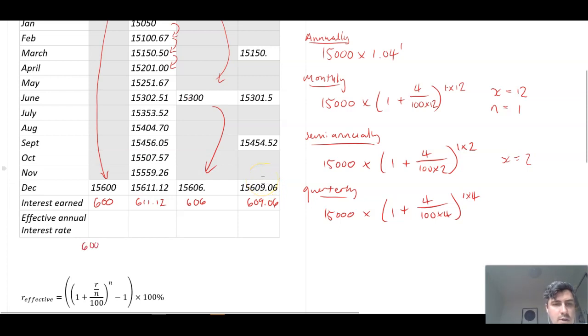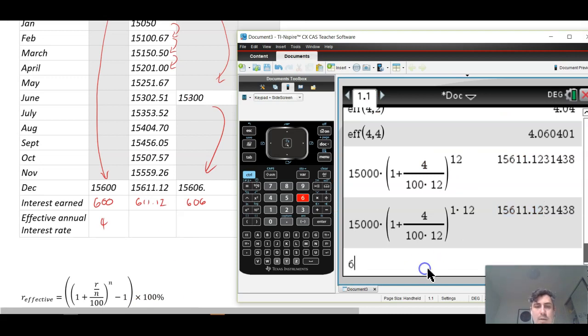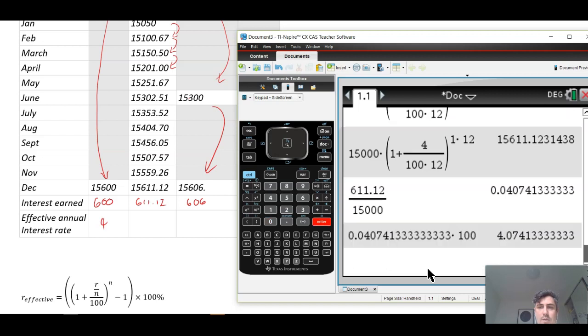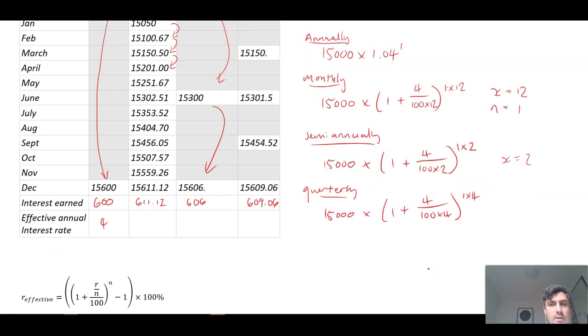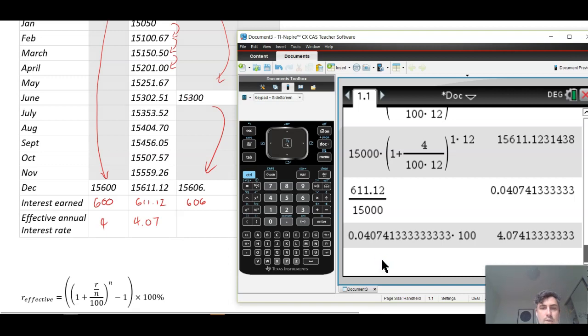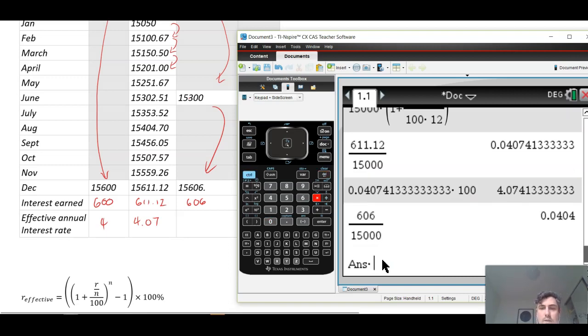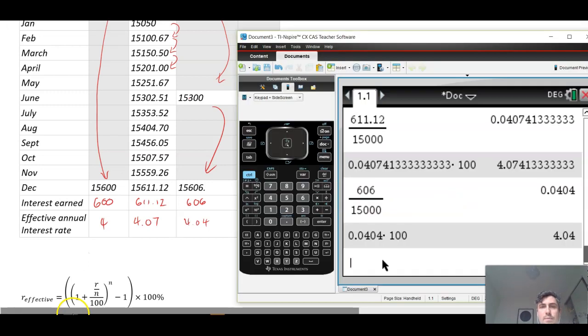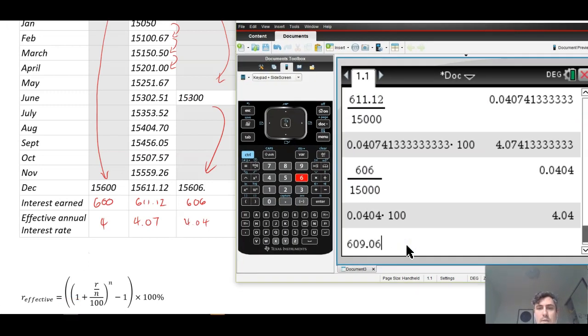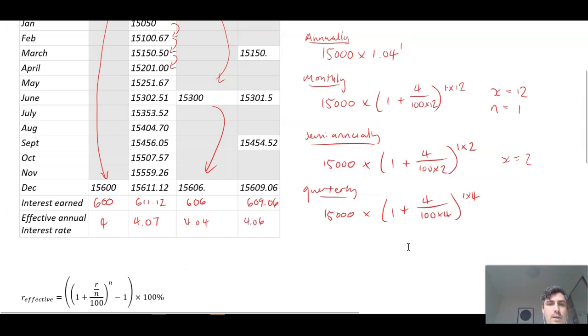To work out the interest rate, we divide by the original times 100, and that would give you 4 because that was the one that we didn't meddle with compounding periods. If I do the other ones, 611.12 divided by 15,000 times 100 gives me 4.07 to 2 decimal places. If I do 606 divided by 15,000, 4.04, and if I do the last one, 609.06, 4.06. So you can see that the effective rate is best with monthly, which is what we expected.